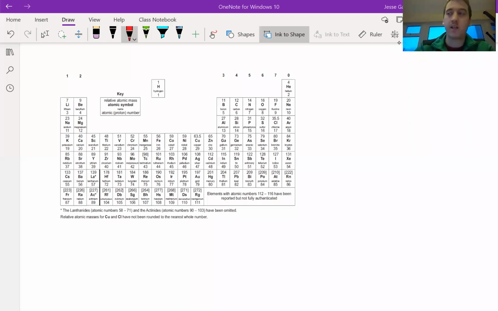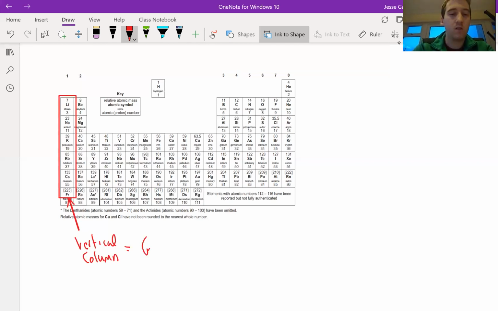Okay, here is a periodic table, and I am drawing a vertical column. So this is a vertical column. Sorry, I can do a better job than that. This is a vertical column. A vertical column in the periodic table is known as a group. This is a group. So it's called a group in the periodic table.